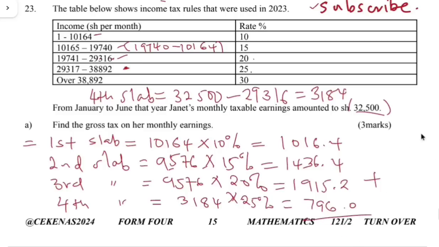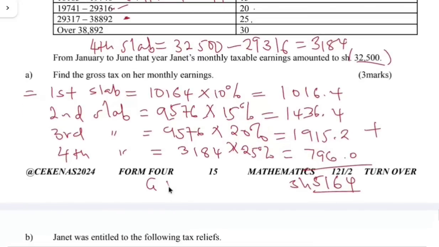So the answer hapa, just add them again all up. So 1016.4 plus 1436.4 plus 1915.2 plus 796, kwa 5164. Ni rahisi. So 5164 is your gross tax. Okay, Kenya shillings. Okay, hii ndo gross tax here. So this is your gross tax.